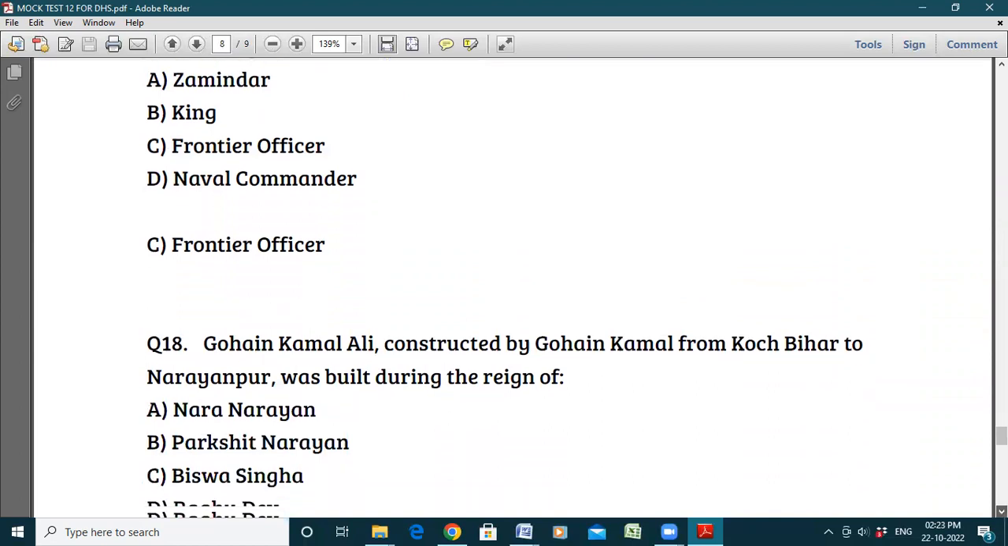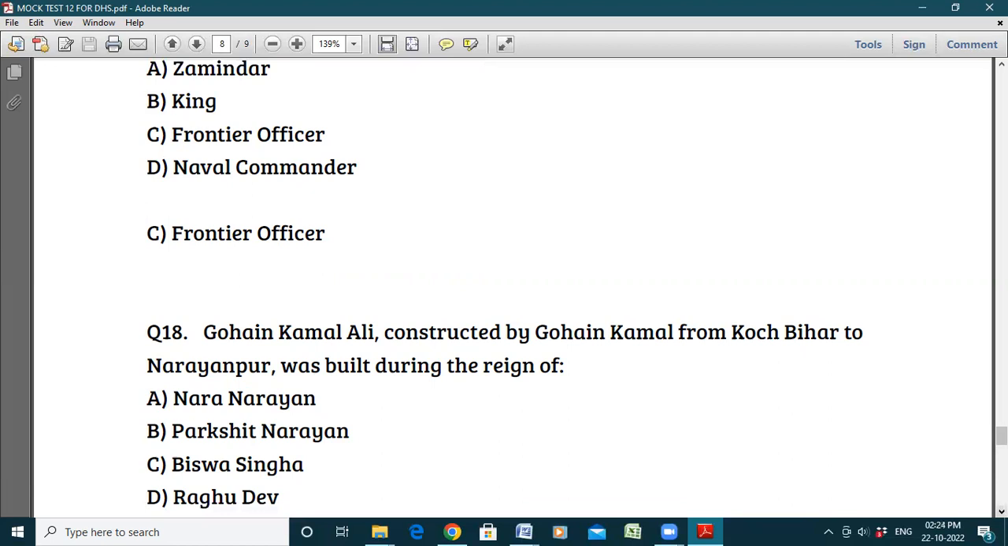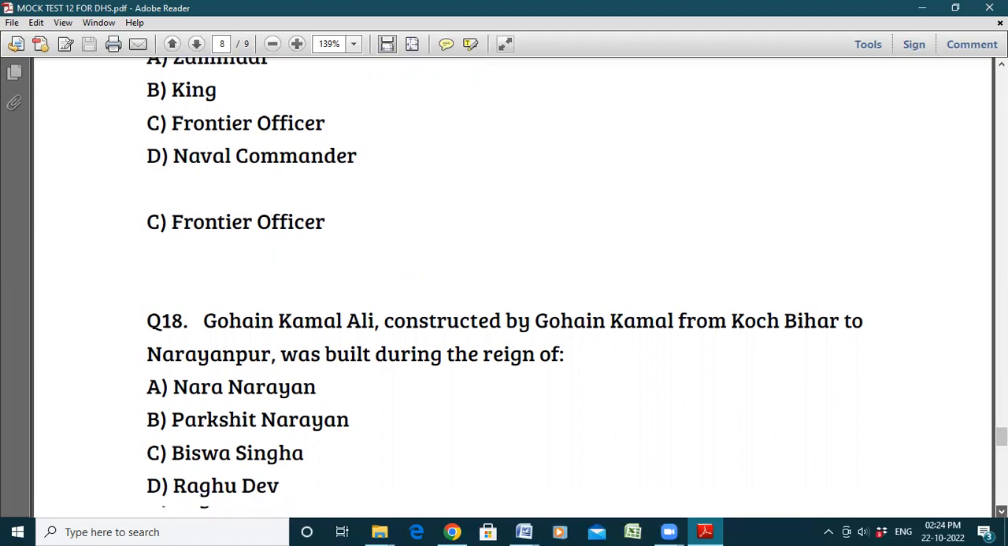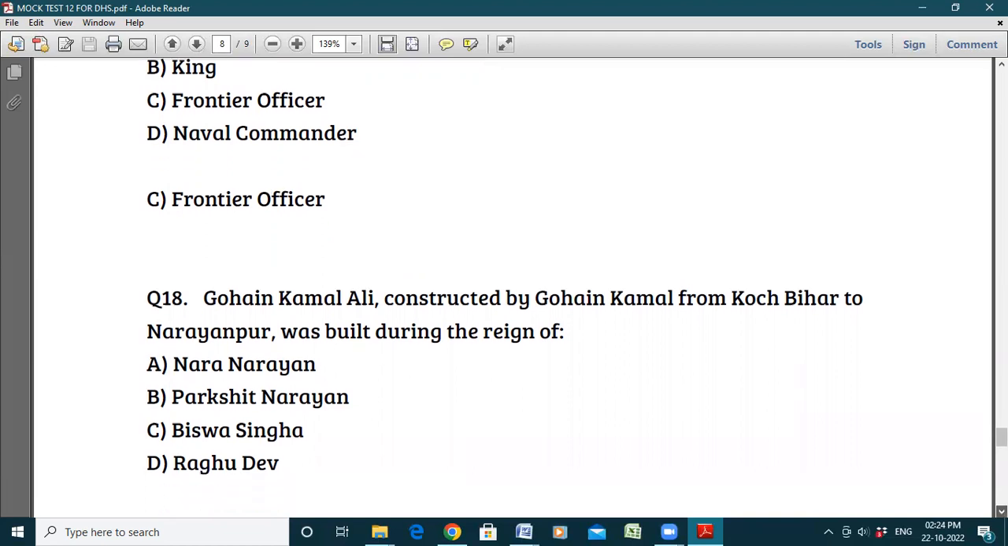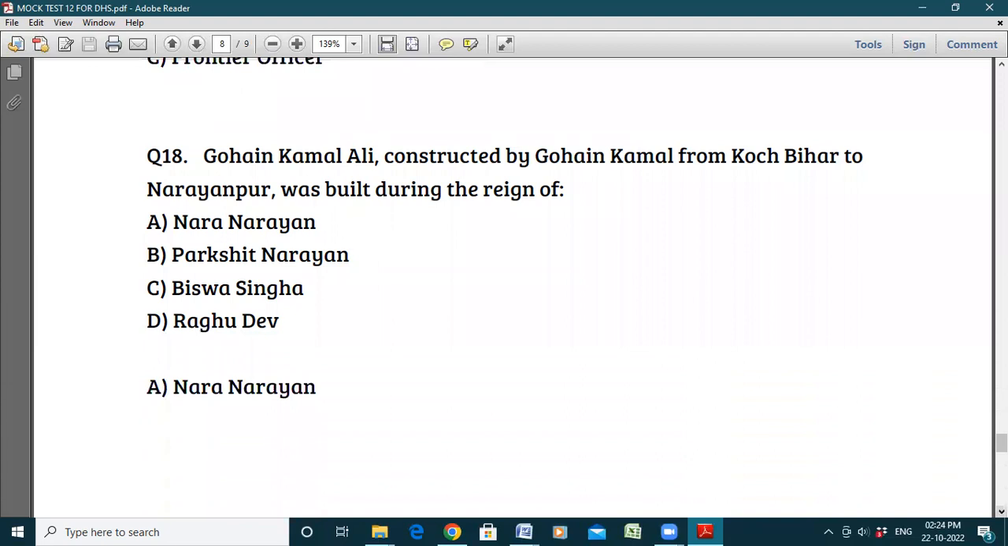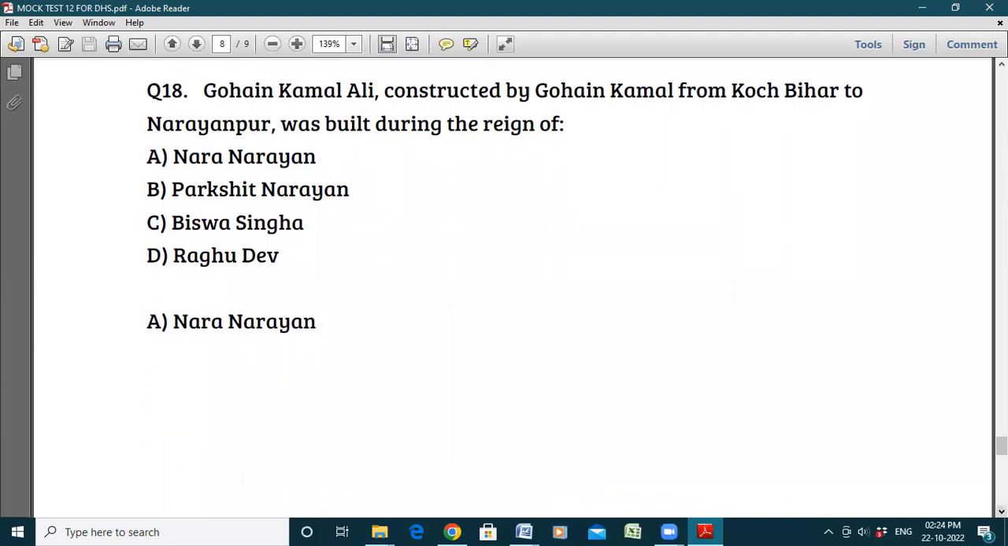Question number 18: the Gohain Kamal Ali, constructed from Koch Bihar to Narayanpur, was built during the reign of whom? From Koch Bihar to Narayanpur, a very big, long road was built. Who built it? The answer is Naranarayan. Option A is the correct answer.